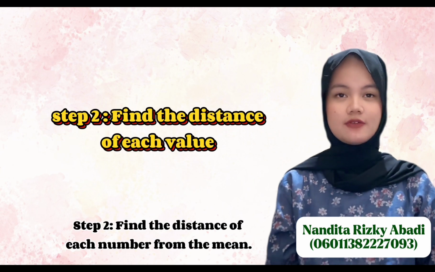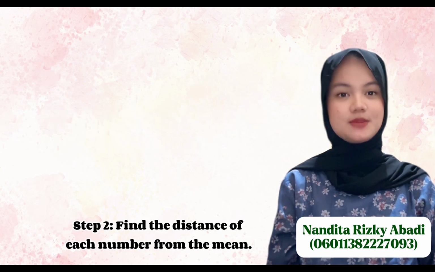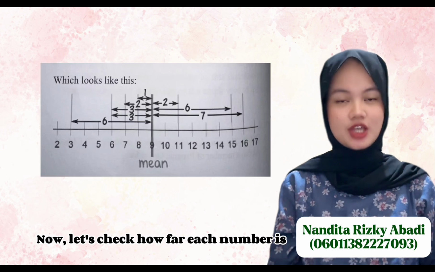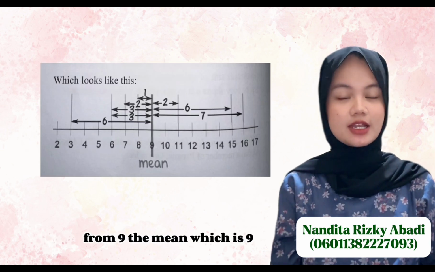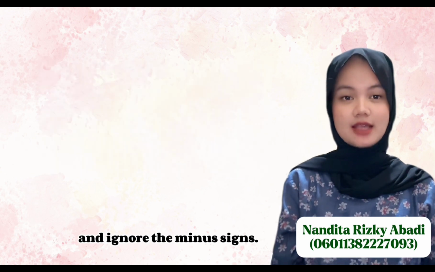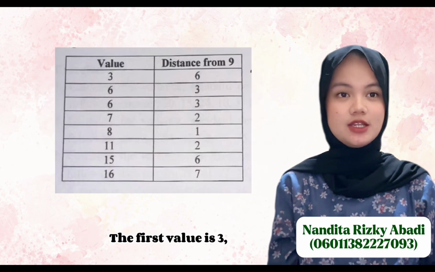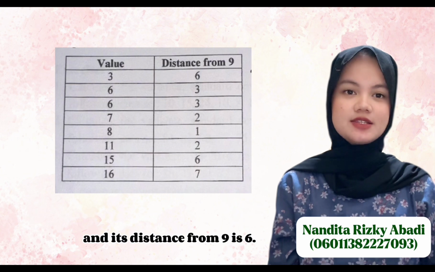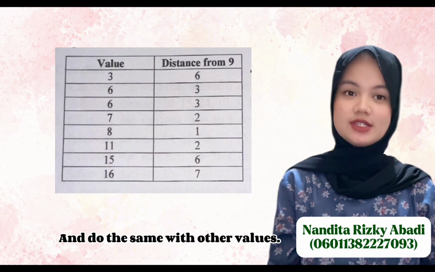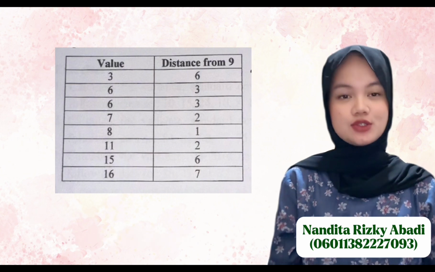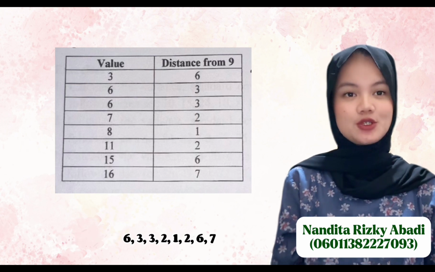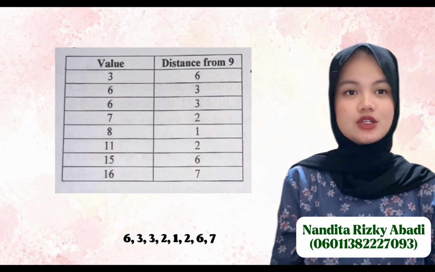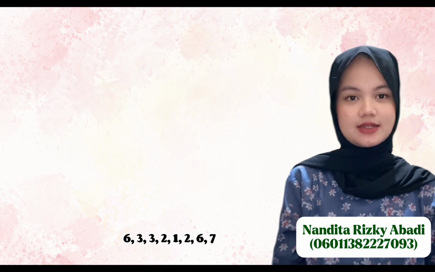Step 2. Find the distance of each number from the mean. Now, let's check how far each number is from 9, the mean, and ignore the minus signs. The first value is 3, and its distance from 9 is 6. And do the same with the other values. So, the distances from the mean are 6, 3, 3, 2, 1, 2, 6, and 7.